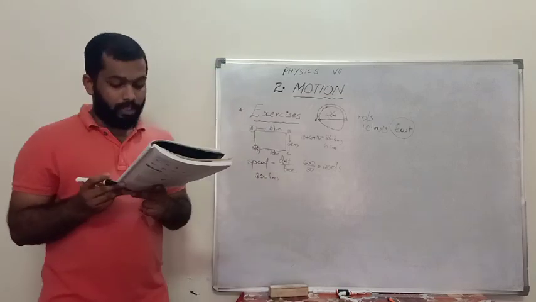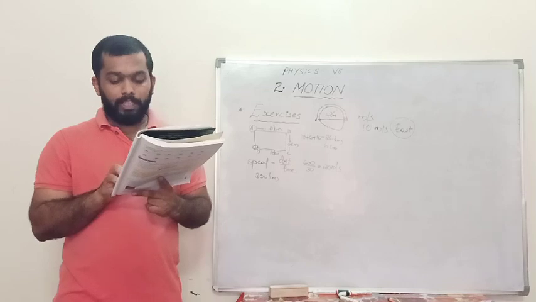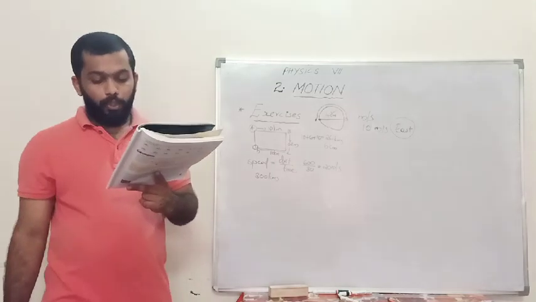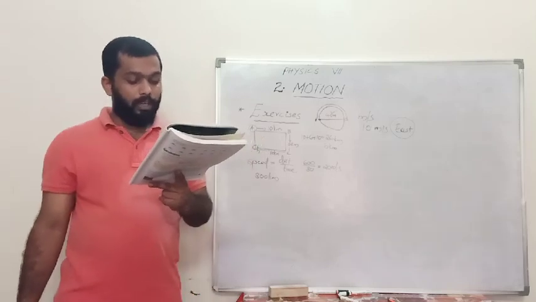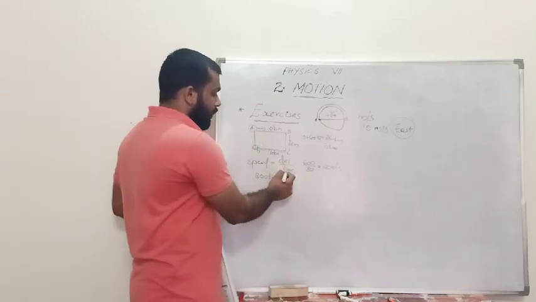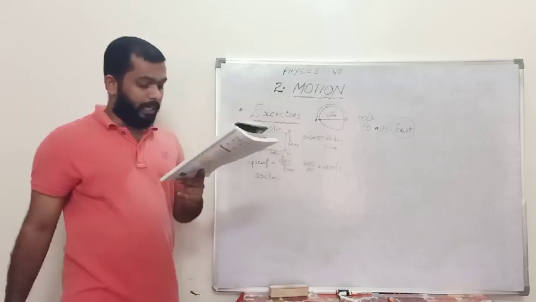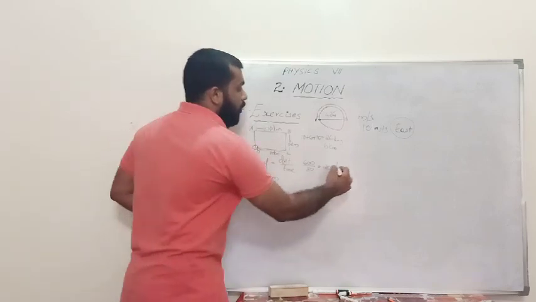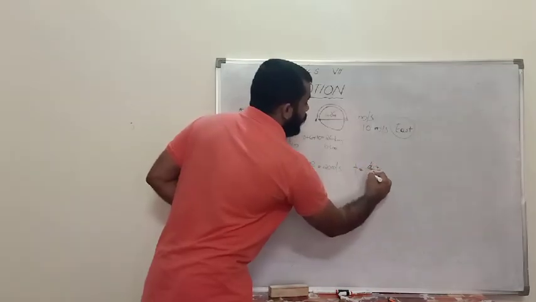Then the next one: how long will it take for an object moving with a speed of 10 meter per second to cover a distance of 40 meter? How long will it take? So time you have to calculate from here. Time will be equal to distance divided by speed.